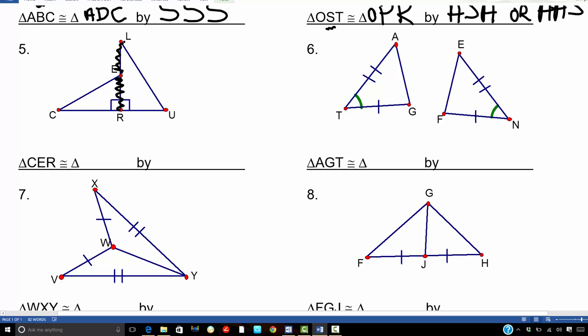They don't have vertical angles, so there's nothing else we can mark here. So we do not have enough information to say those triangles are congruent. So we just say not enough information for this problem.